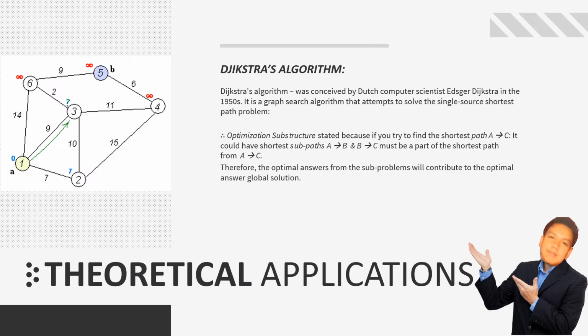A famous theoretical application of greedy algorithms is known as Dijkstra's algorithm. Dijkstra's algorithm utilizes greedy strategy. We know this because it implements optimal substructure. Say if you're trying to find the shortest path A to C, it could have the shortest subpaths A, B, and B, C, which means that it must be part of the shortest path from A to C. Therefore, we could say the optimal answers from the subproblems will contribute to the optimal global solution.